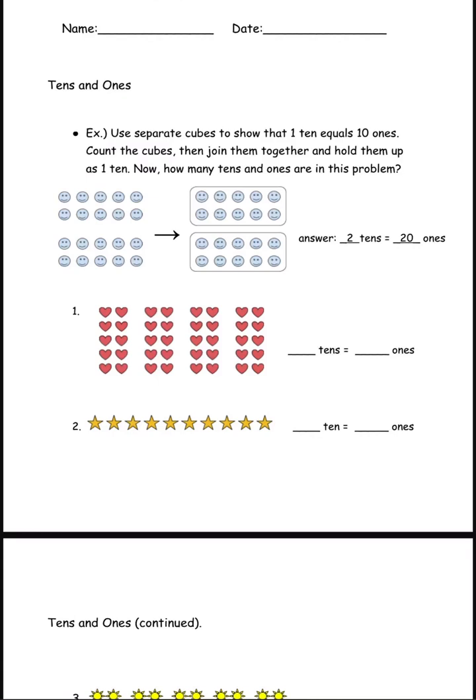Hello, today we're going to work on second grade worksheet lesson 2, and we're going to first work on tens and ones. So we have an example and it says use separate cubes to show that 110 equals 10 ones. So count the cubes, then join them together and hold them up as 110. Now, how many tens and ones are in this problem? So let's look at it.